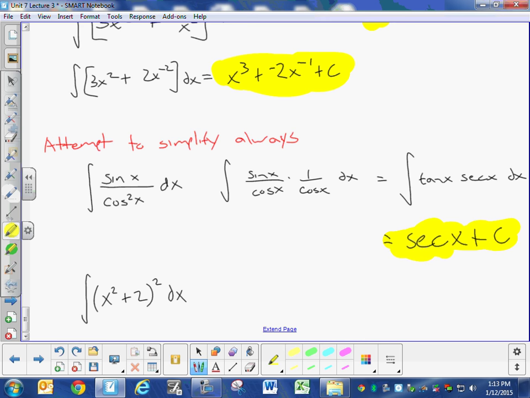Derivative of secant, the secant tangent. The one on the bottom, distribute everything. FOIL stuff out before you try to take the antiderivative.